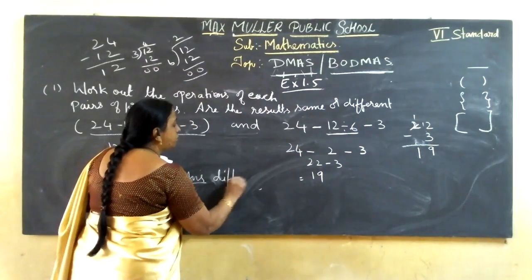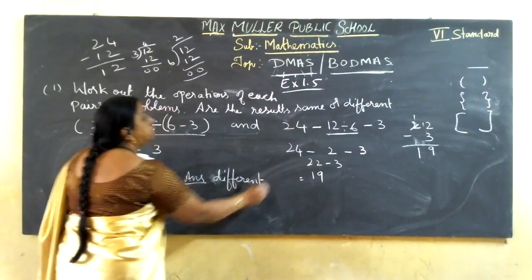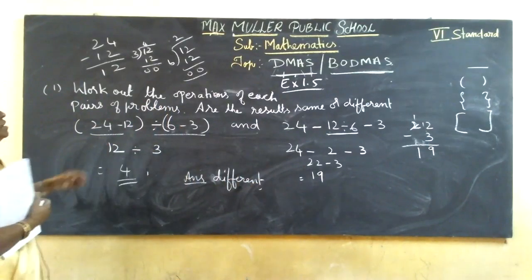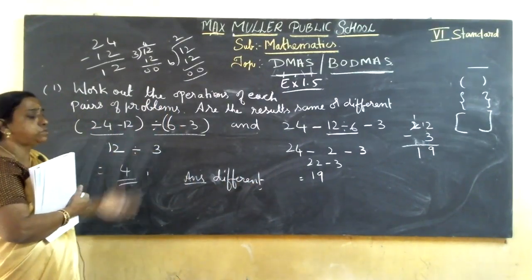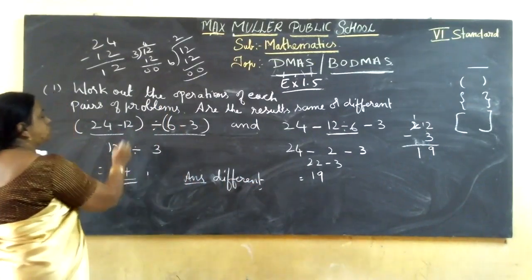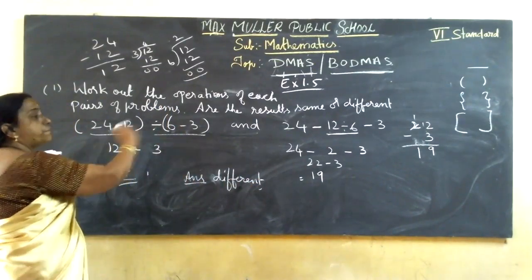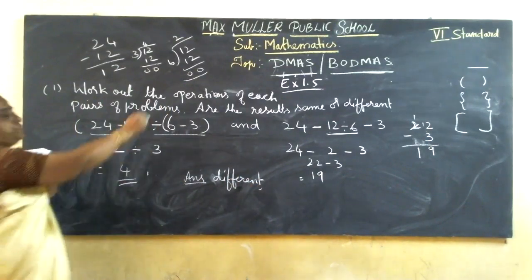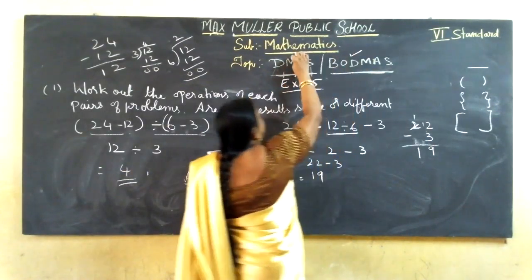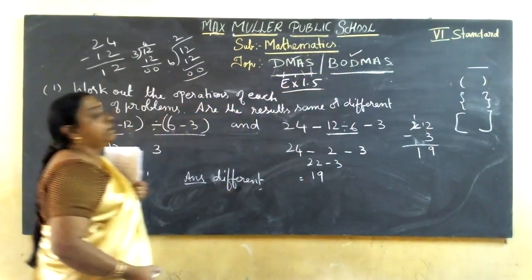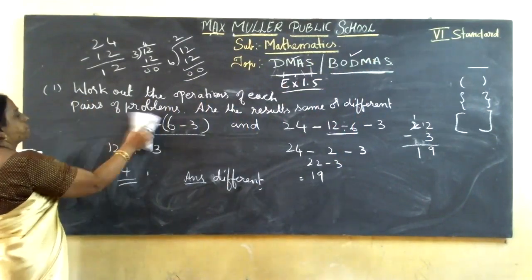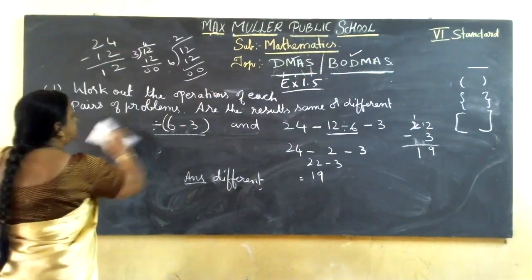Got it. So only we should follow what? The rules. If you follow rules only, we'll get the correct answer. Understand? If we didn't follow rules, you won't get the correct answer. If brackets are present, you should follow BODMAS rules. If brackets are not there and there is more than 2 operations, you should follow DMAS rules. Clear? Now we'll go for the next main.